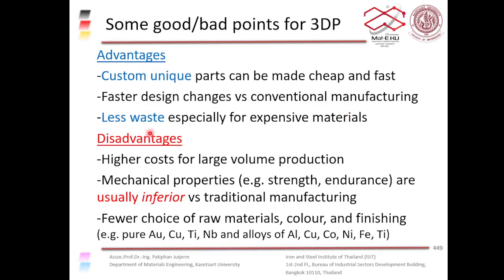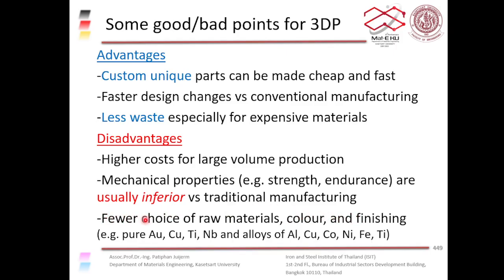You have less waste, especially for expensive material, right? So 3D printing uses powder of metal to print, right? So it has the same advantages as powder metallurgy. Okay, so it also has a lot of the same disadvantages as powder metallurgy, like higher cost for larger volume production. The mechanical properties are not as good as other techniques, just like in powder metallurgy, right? The strength, endurance, fatigue property, impact property are usually inferior to traditional manufacturing.